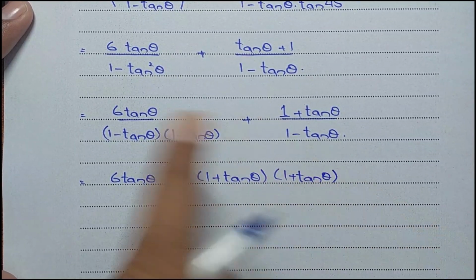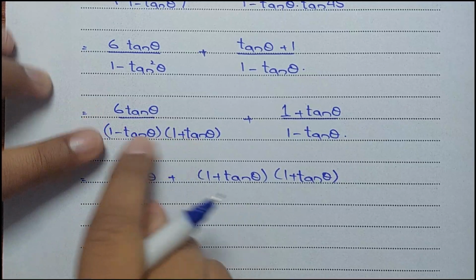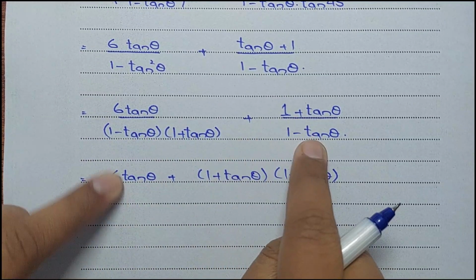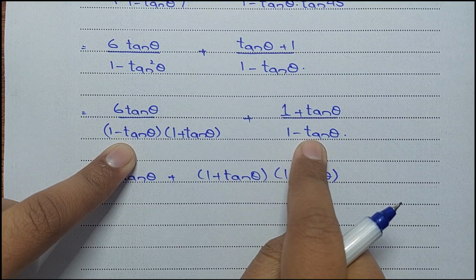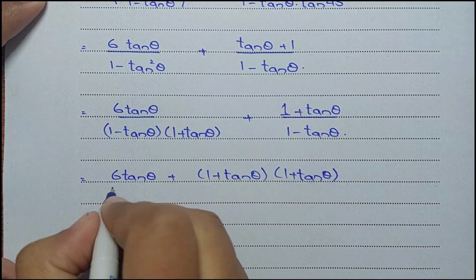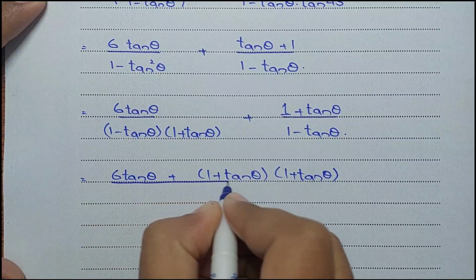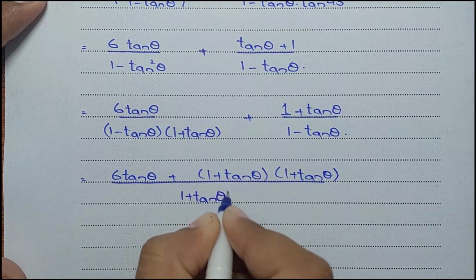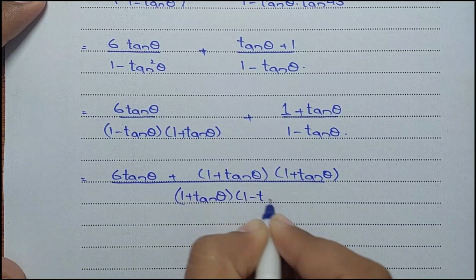What I did, 6 tan theta, this is as it is because the denominator is complete here. And for this, it has 1 minus tan theta, but not 1 plus tan theta, so multiply with 1 plus tan theta. Everything is divided by 1 plus tan theta and 1 minus tan theta.